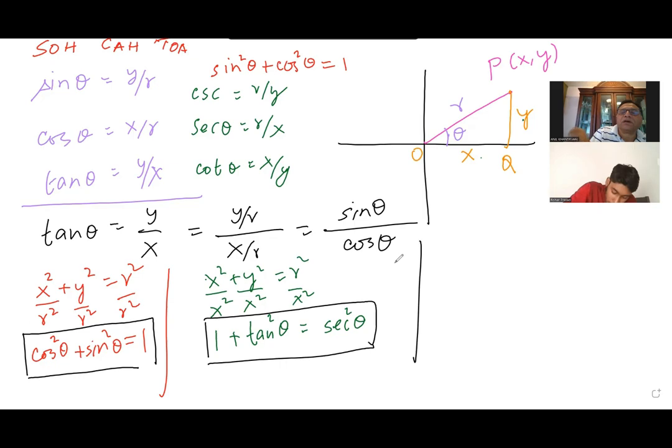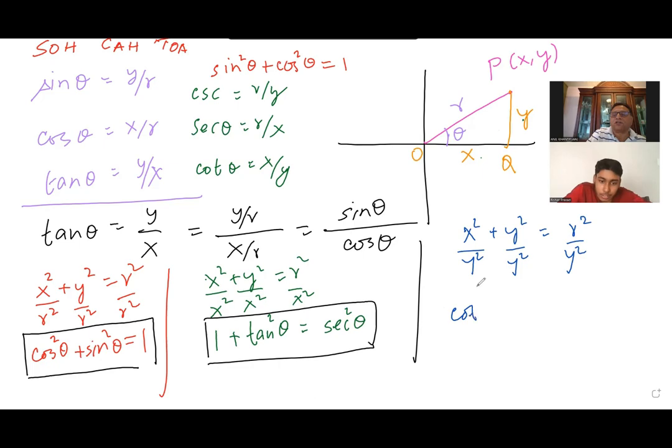Okay, let's create another identity. Starting from x squared plus y squared equals r squared, if I this time divide by y squared, what happens? Tell me. If you divide it by y squared, sir, x over y is cotangent, so cotangent squared theta plus 1 equals cosecant squared theta. Correct. So we get the third identity.